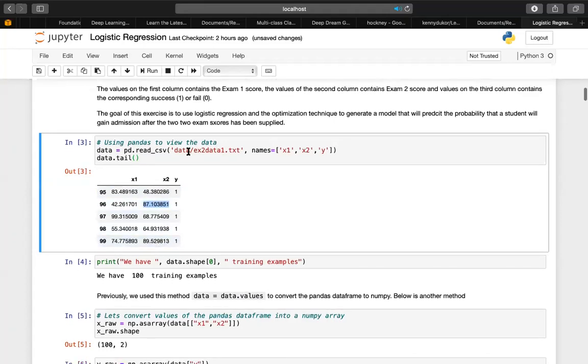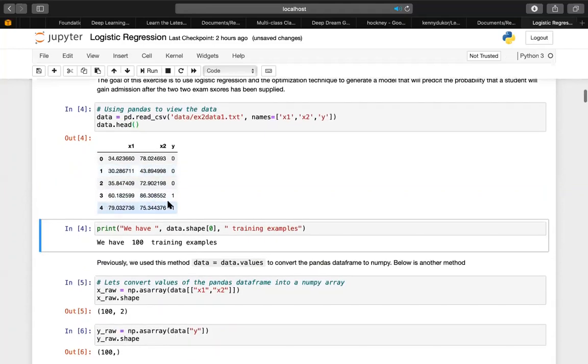Let's change this back to head, and move on. The number of training examples we have is 100. We can find that by doing dot shape, which will give us 100 by 3. If we pick the first element of what is returned, it gives us the number of rows, which is our value m, the number of data points that we have. So we have 100 training examples.